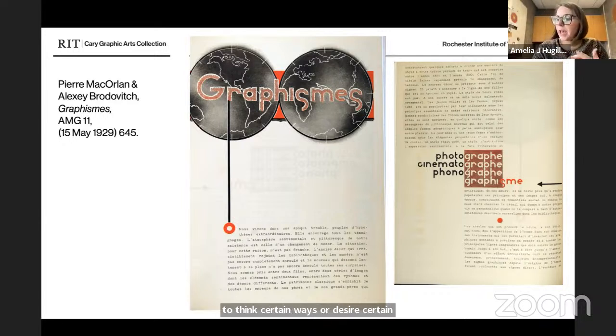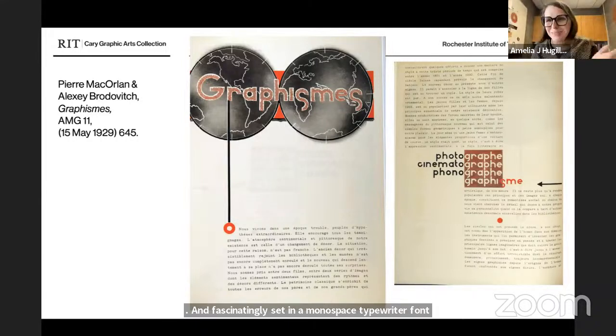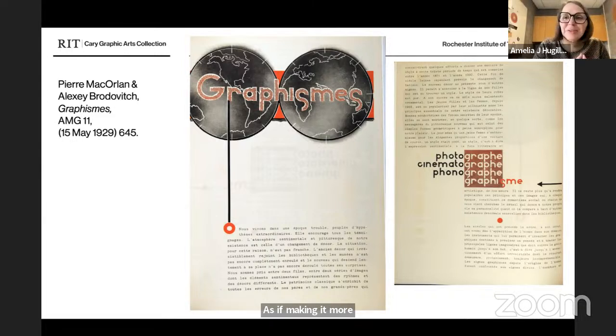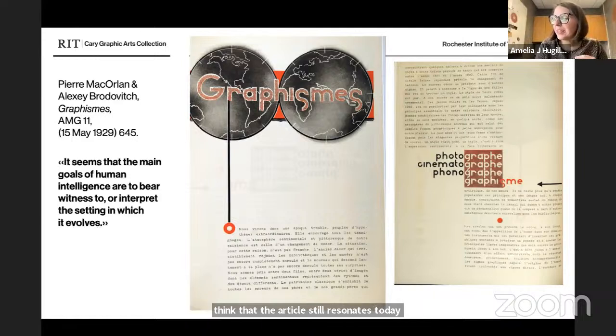I'm going to read some excerpts from this article, Graphisme, by novelist Pierre Mac Orlan and illustrated by Brodovitch, and fascinatingly set in a monospace typewriter font, as if making it more futuristic with this choice. But I think that the article still resonates today. So I'll start. It seems to me that the main goals of human intelligence are to bear witness or to interpret the setting in which it evolves.